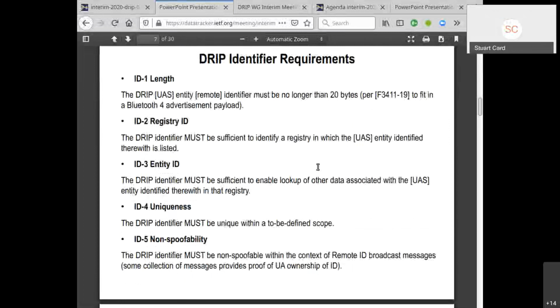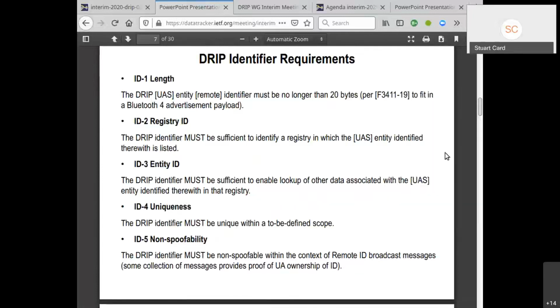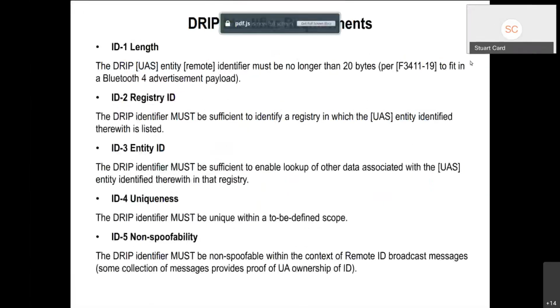The first 5 requirements are as before, but per some advice received, I added the parenthetical note on ID number 1 length. We didn't make up this 20 bytes. This is to fit into the ASTM F3411 standard, which is recognized by the civil aviation authorities, and they in turn are attempting to fit into a Bluetooth 4 advertisement payload, which only has a total of 25 bytes, and there's about 5 bytes of overhead of the F3411 wrappers, leaving us only 20 bytes for the actual ID itself. That's the only change here in the identifier requirements. Next slide.